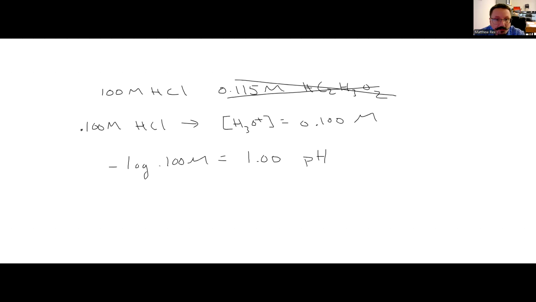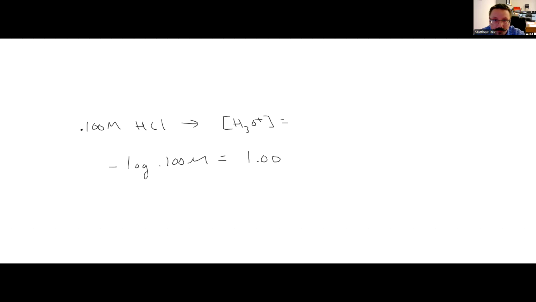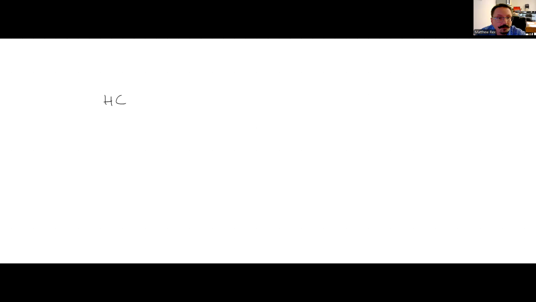Next question, we have a buffer again. So we have a mixture of a formic acid, I believe it is, buffer, and the form of sodium formate or the formate ion.